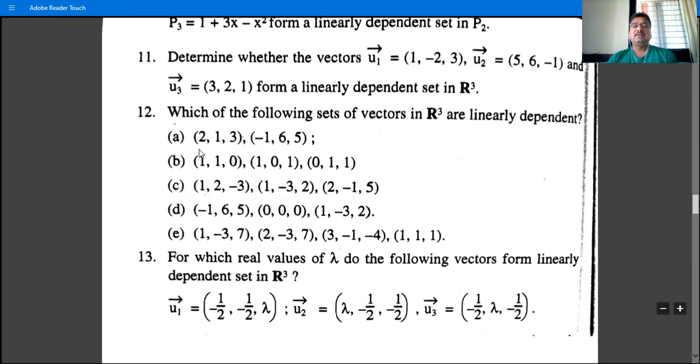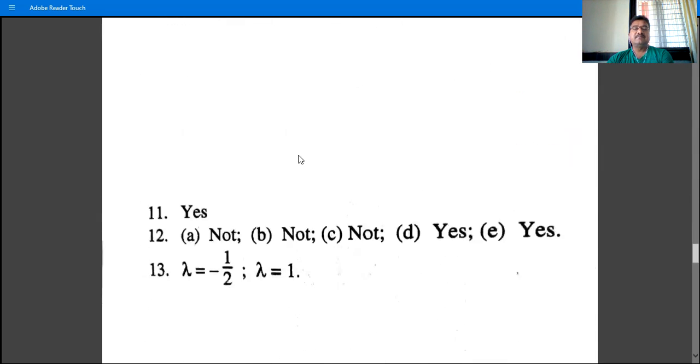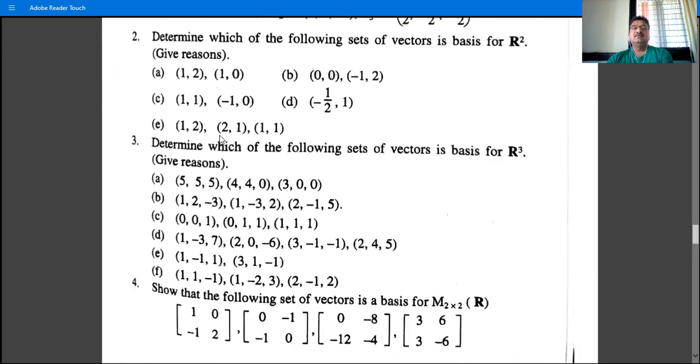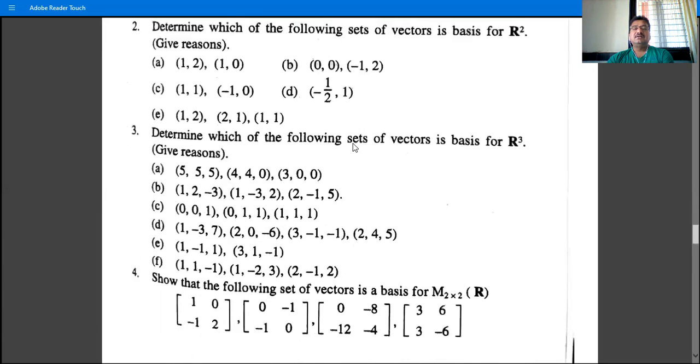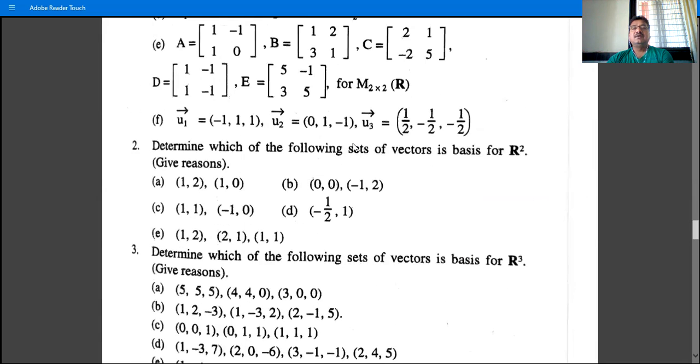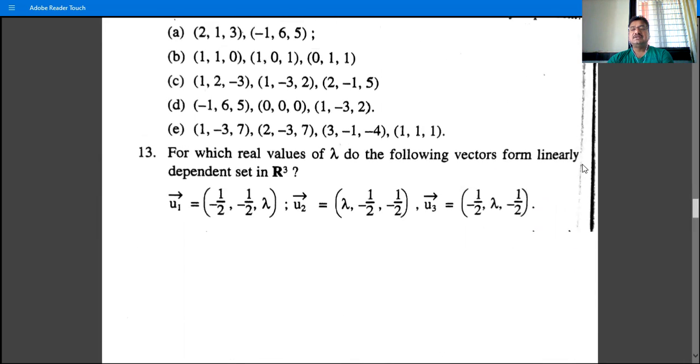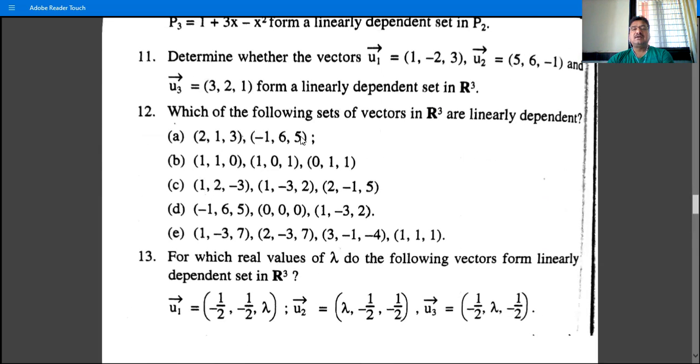If both are equal to 0, then we say that the given two vectors are linearly independent, and if one of them is not equal to 0, then we say that the set is linearly dependent. So the answer given here is not A. These two vectors are not linearly dependent, so they are linearly independent.